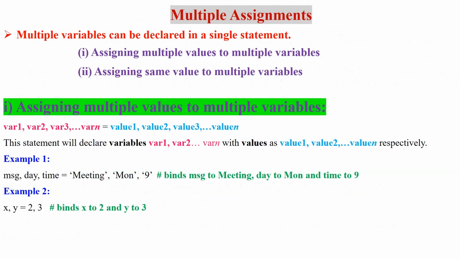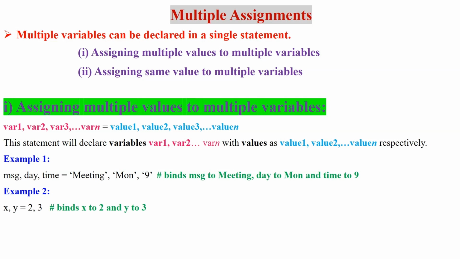In Python, we can declare multiple variables in a single statement. It is used to enhance the readability of the program. It can be done in two ways: assigning multiple values to multiple variables and assigning the same value to multiple variables. First, we will discuss assigning multiple values to multiple variables. var1, var2, var3, varn equals value 1, value 2, value 3, value n. This statement will declare variables var1, var2, varn with values value 1, value 2, value n respectively.